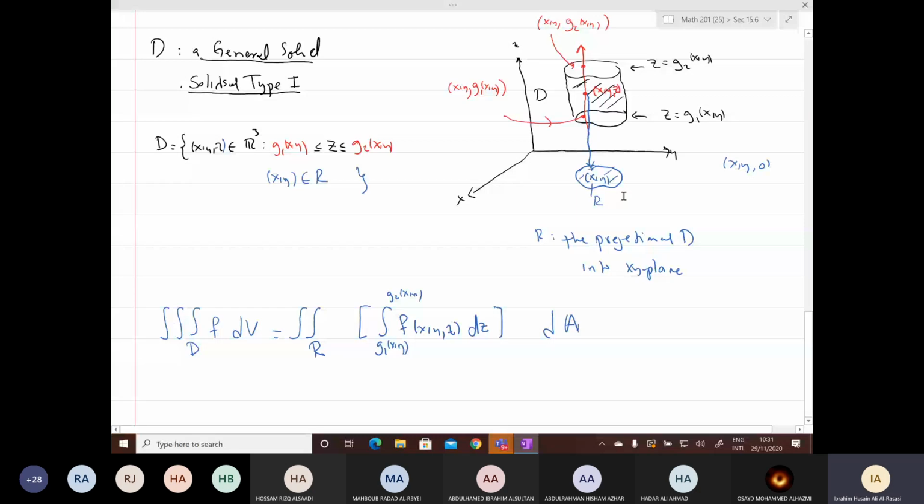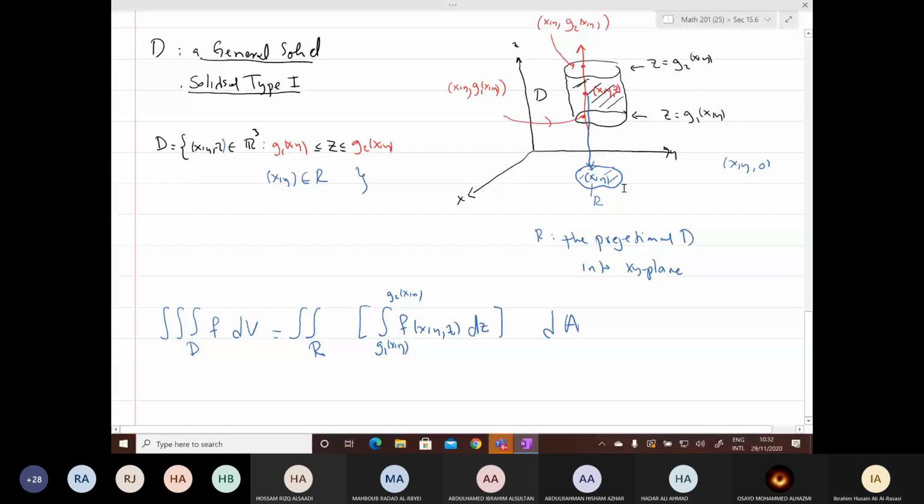Before the example: in this explanation, the lower and upper surfaces are fine. Usually from the sketch, from the graph, it is not difficult to find the lower surface and the upper surface. What seems not clear or easy is how to find R, the projection. But when we go to the examples, you will see how we find R, and it is really not difficult. Since we are making a general explanation, this is how we write it.